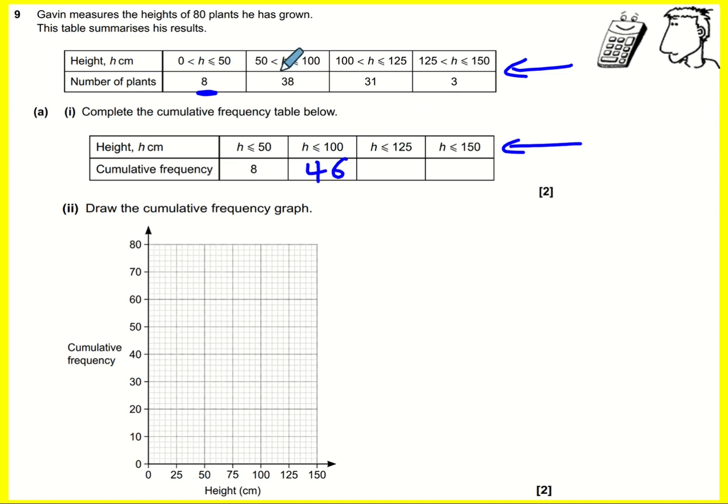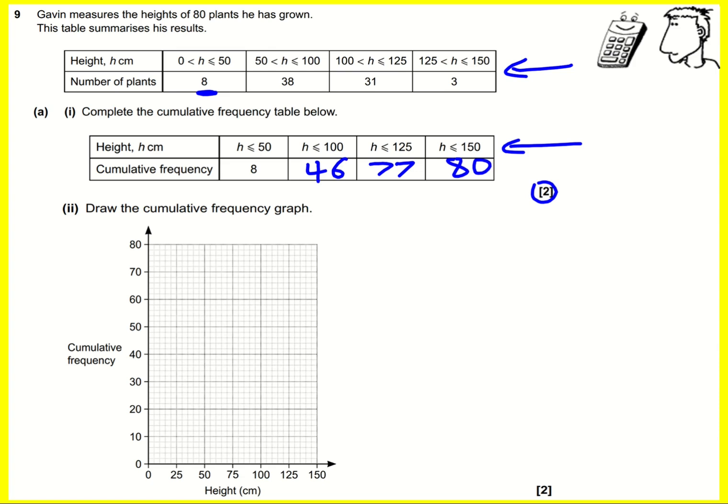Less than or equal to 125, it's these 46, but it's also these 31, so that's going to give me 77. And then by the time I got to less than or equal to 150, it's all of them, so it's equal to 80. And that is my cumulative frequency table.